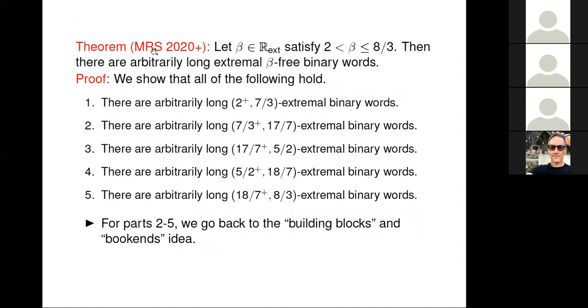This was again with Narad Rampersad and Jeff Shallit. We proved that as long as beta is between 2 and 8/3, then there are arbitrarily long extremal beta-free binary words. We did this by breaking this interval from 2 to 8/3 up into 5 chunks and showing that there are arbitrarily long 2 plus 7/3 extremal binary words, for example. So these are overlap-free words whose every extension contains a 7/3 power.